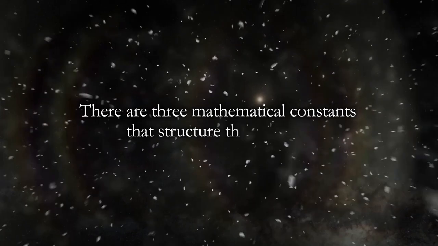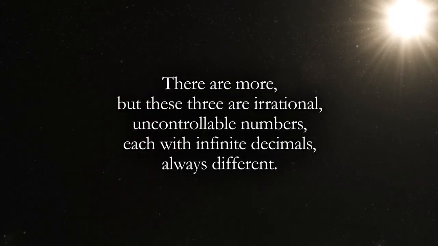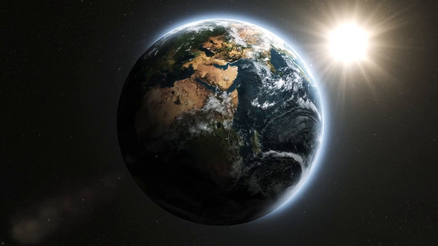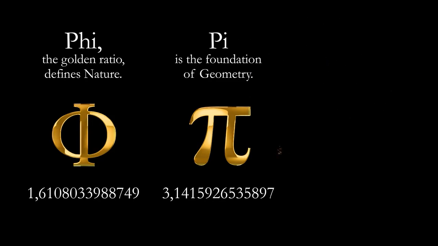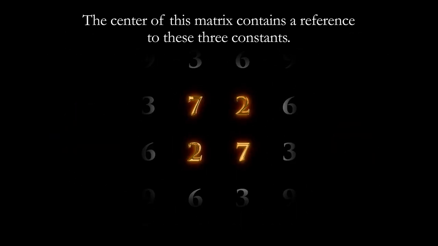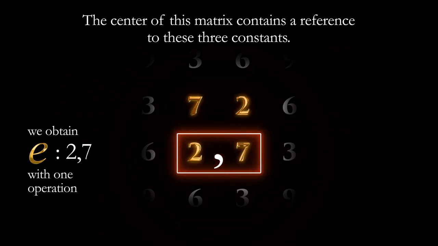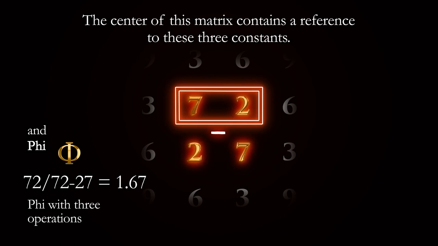And what about science? There are 3 mathematical constants that structure the universe. There are more, but these 3 are irrational, uncontrollable numbers, each with infinite decimals, always different. Phi, the golden ratio, defines nature. Phi is 1.61. Pi is the foundation of geometry. Pi is 3.14. E, the Euler number, is the basis of calculus. E equals 2.71. The center of this matrix contains a reference to these three constants. We obtain number E with one operation, pi with two operations, and phi with three operations.